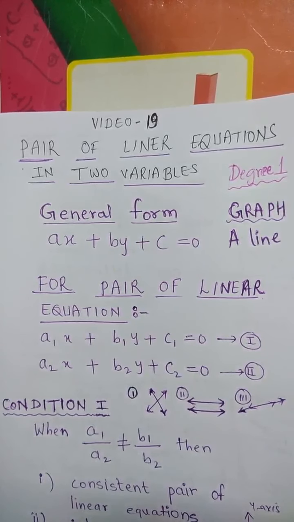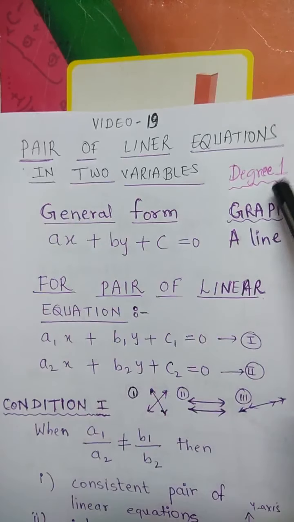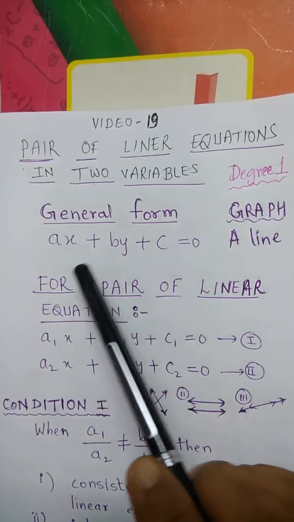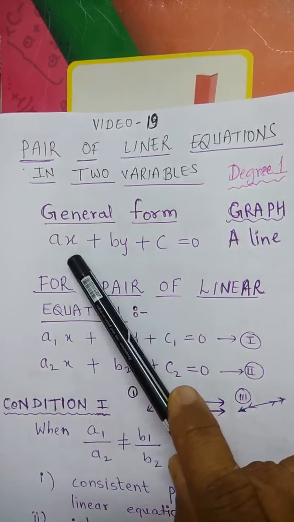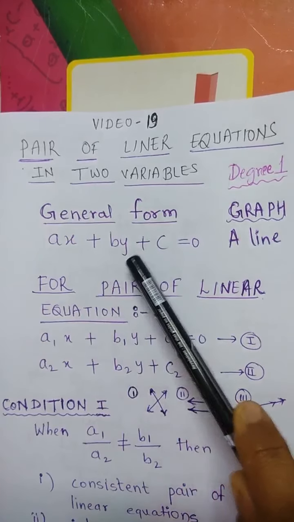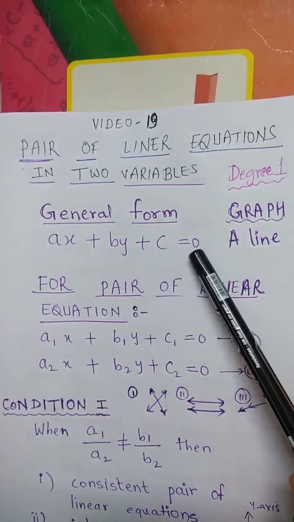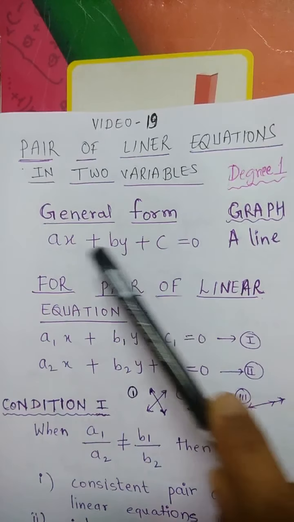Today in this video we will learn about pair of linear equations in two variables. Let me tell you first what is the meaning of linear equation. A linear equation is that equation whose degree is 1. Here we can see the general form of linear equation: ax plus by plus c is equal to 0. This is the general form of a linear equation in two variable.